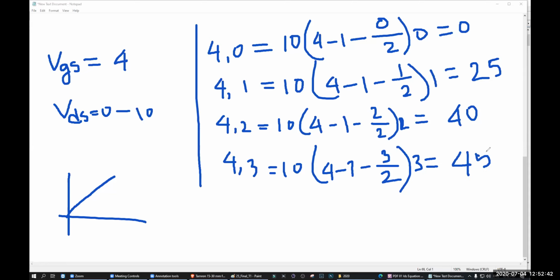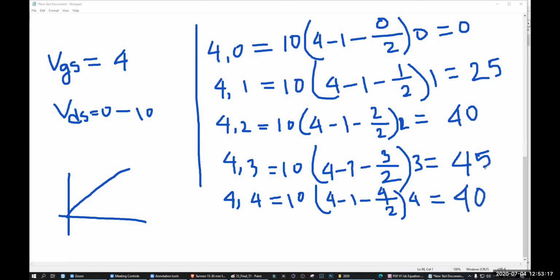45, right? So still it is increasing, so our graph is okay. Now let's try 4. You will see why I am doing this work. You will see my point within a second. 40. So did you see that it is decreasing? So our formula is no longer working.